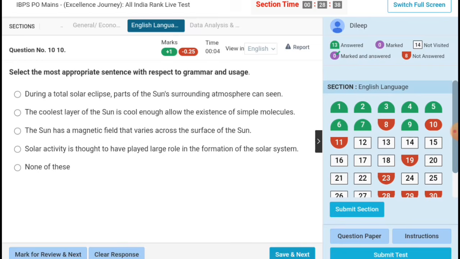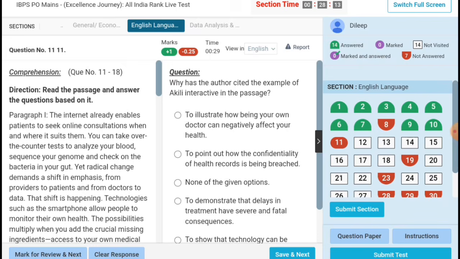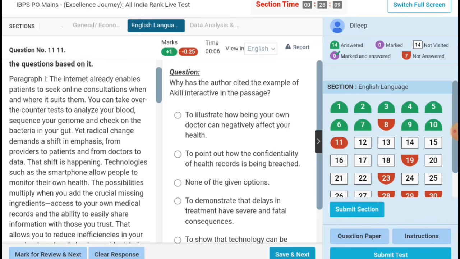During a total solar eclipse, parts of the sun's surrounding atmosphere can be seen. Closest light of the sun is cool enough. The sun has a magnetic field that varies across. To have played. Solar activity is thought to have, I think, next.